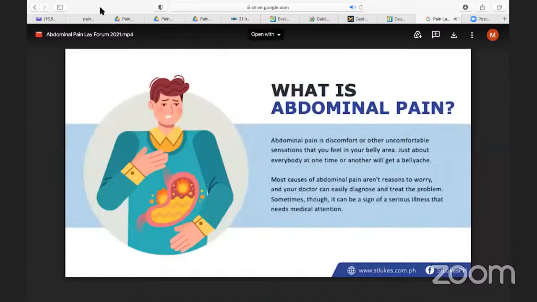What is abdominal pain? Abdominal pain is discomfort or other uncomfortable sensations that you feel in your belly area. Just about everybody at one time or another will get a bellyache. Most causes of abdominal pain aren't reasons to worry, and your doctor can easily diagnose and treat the problem. Sometimes, though, it can be a sign of a serious illness that needs medical attention.